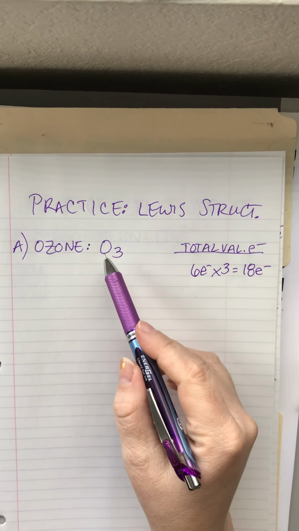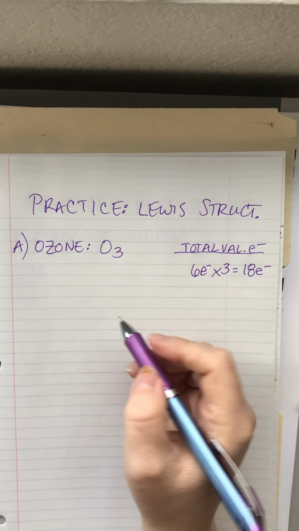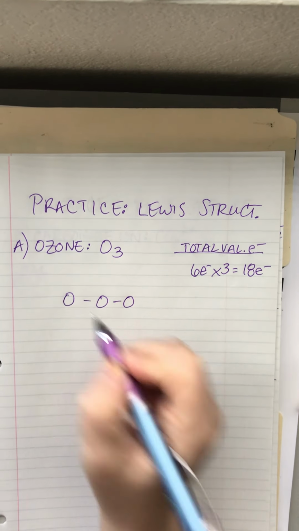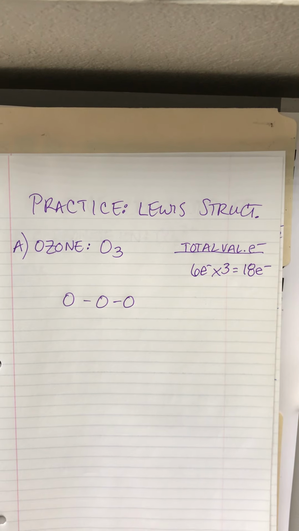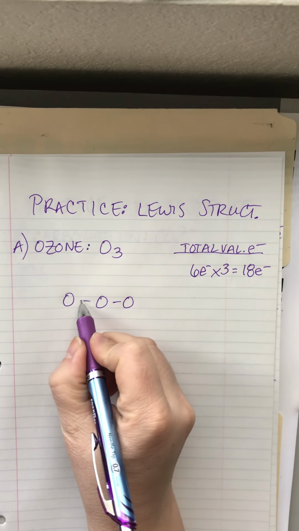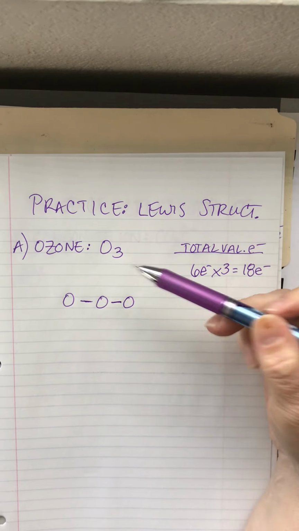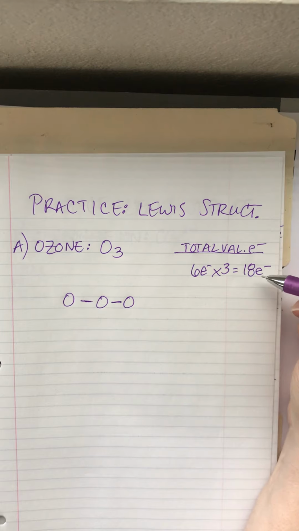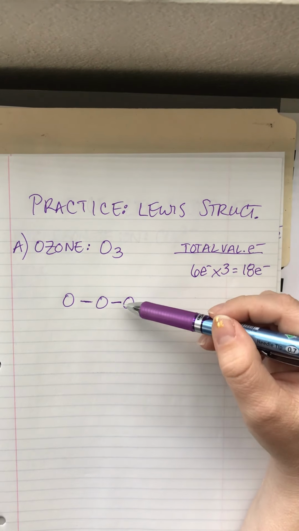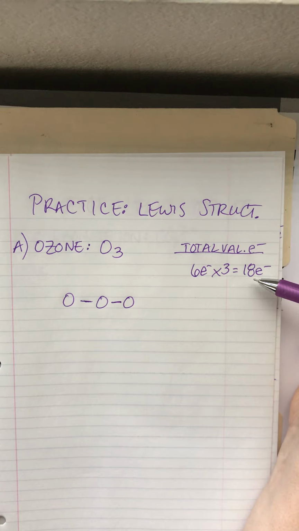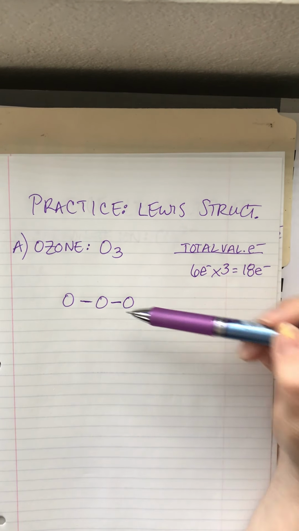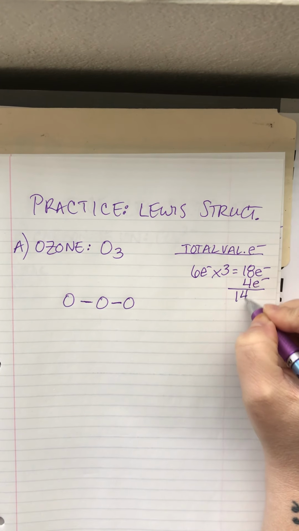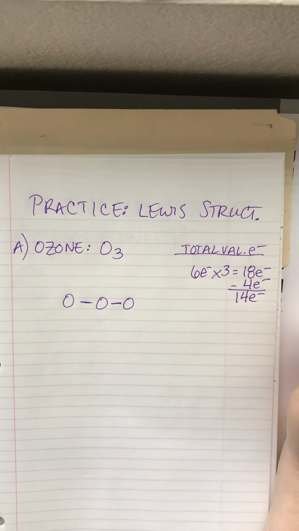Because all of these atoms are the same, it doesn't matter which one I put in the center. I will have 3 oxygens lined up next to each other. I've used lines to connect them, and if you'll recall, the lines represent bonding pairs. The next step is to subtract our bonding electrons from our total valence electrons. Here we've used 2, 4 bonding electrons, so we have 14 electrons left over.